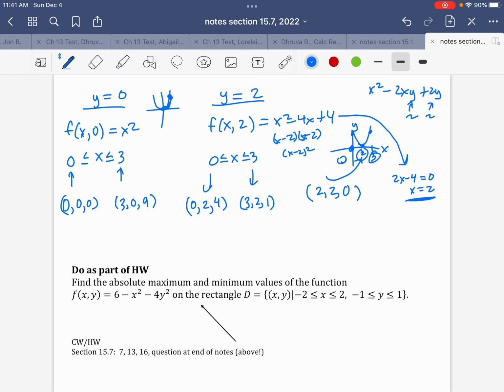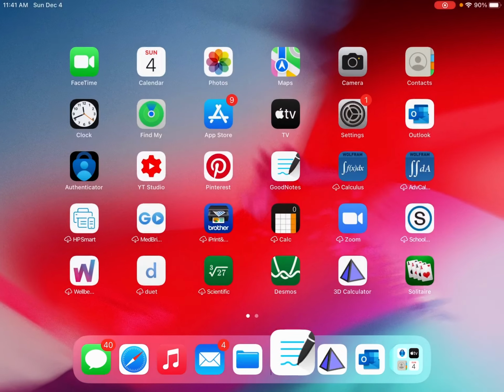Okay, so your job is to summarize this. We want any saddles. We want any minimums and maximums. And if you want me to show you, let me show you the picture.